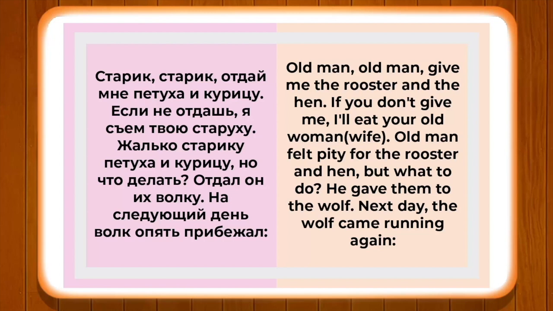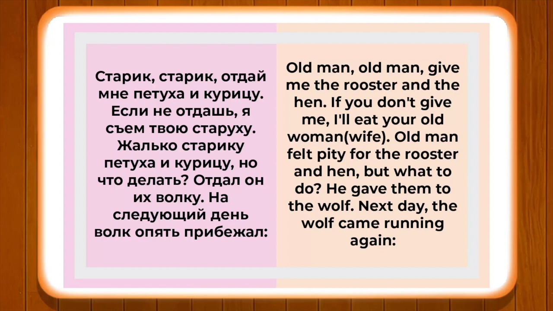Next sentence. Жалко старику петуха и курицу. Ну что делать? Let's see. Жалко means he's feeling pity. It means he's feeling bad about giving away his wife. But he's also feeling bad about giving the rooster and hen. But ну что делать? The verb делать, you know, means to do. Ну means but, что means what, and делать is to do. That means but what to do.